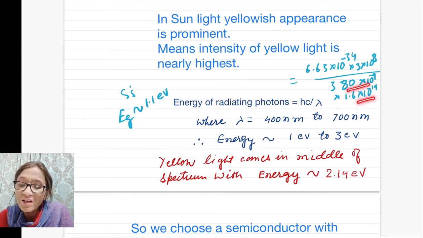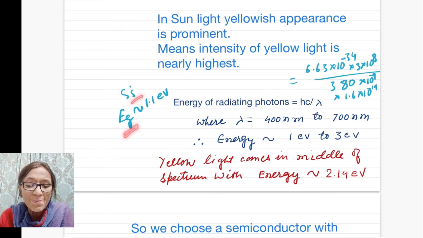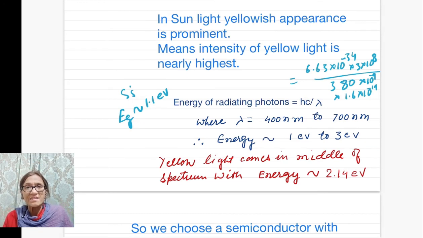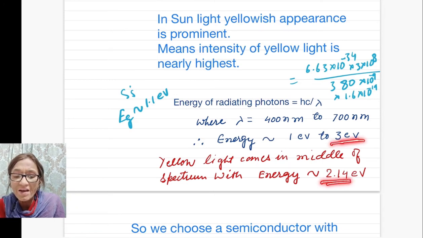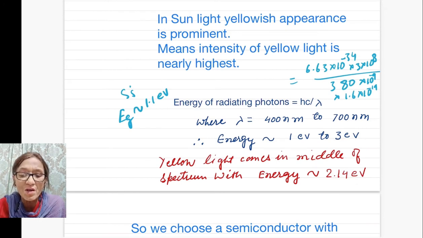Okay, so when you put all these values, you will find that energy varies from 1 electron volt to 3 electron volt. So this 3 electron volt, or even 1 or 1.5, is more than the energy gap in silicon, the bond strength in silicon, that is equal to 1.1 electron volt. Even the energy of yellow light is more than the bond strength of 1.1 electron volt. So getting this energy, silicon covalent bonds can be broken.